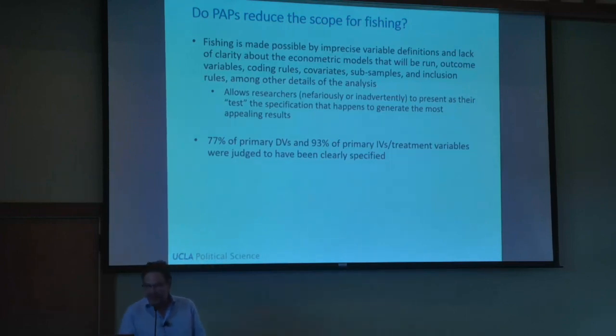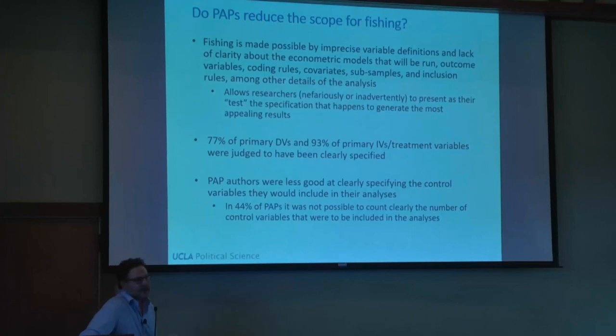In our coding, and I'm going to present all these figures without judgment, just the facts, and we can then discuss what to make of them. In our coding, 77% of primary dependent variables and 93% of primary independent or treatment variables were judged to have been clearly specified. PAP authors, however, were much less good at specifying the control variables that they would include in their analysis. In 44% of PAPs, it just was not possible for us to count clearly the number of control variables that were going to be included ultimately in the analysis.